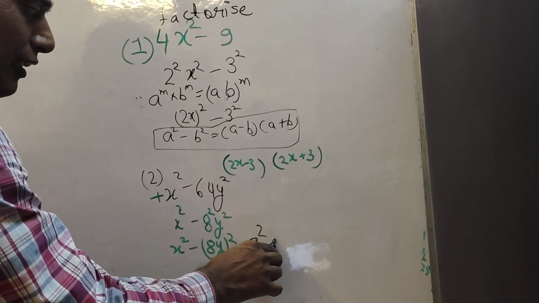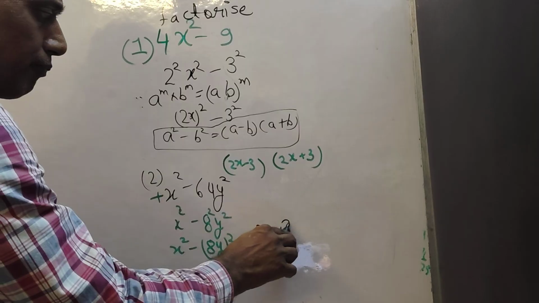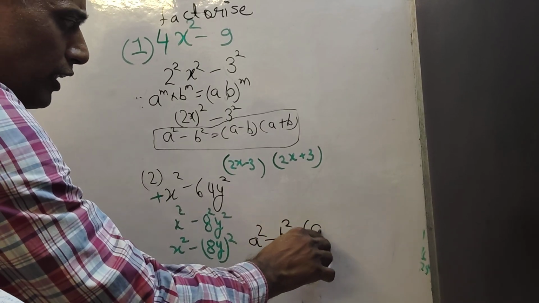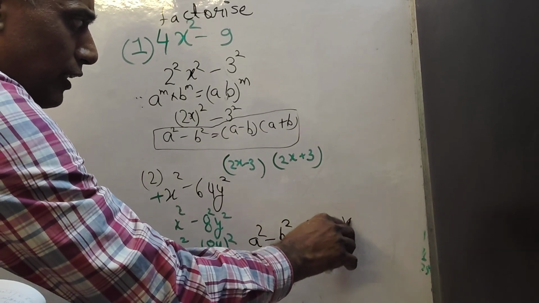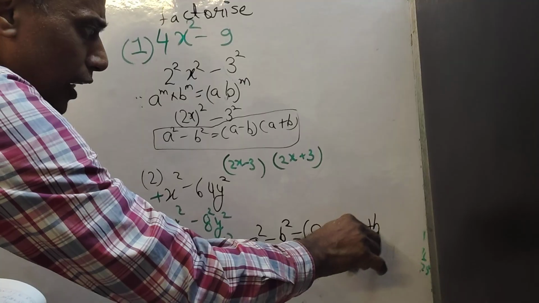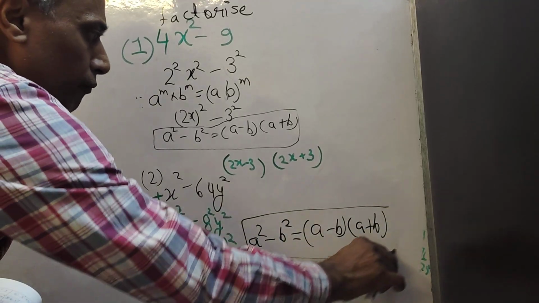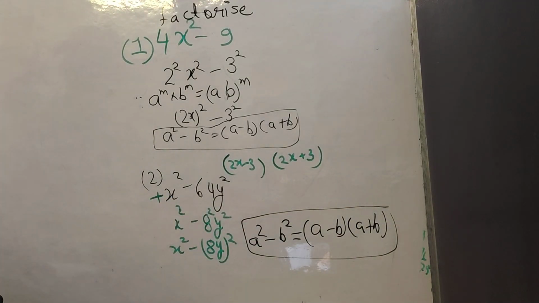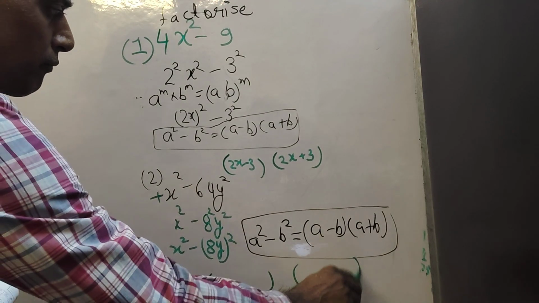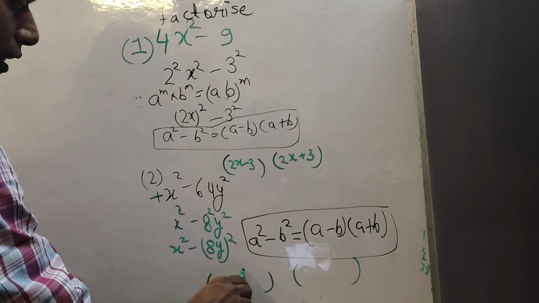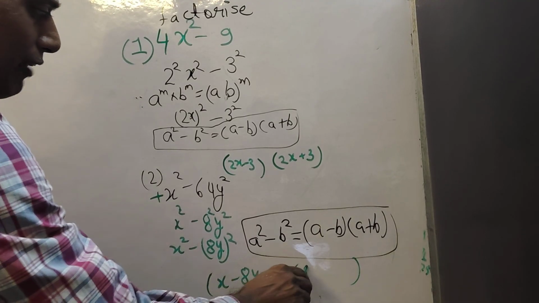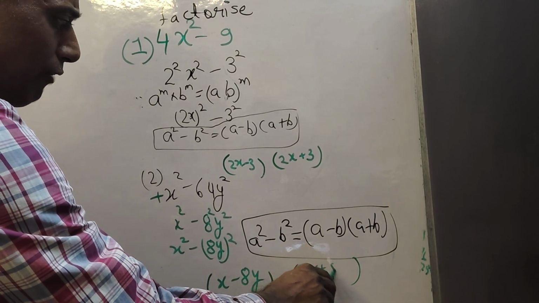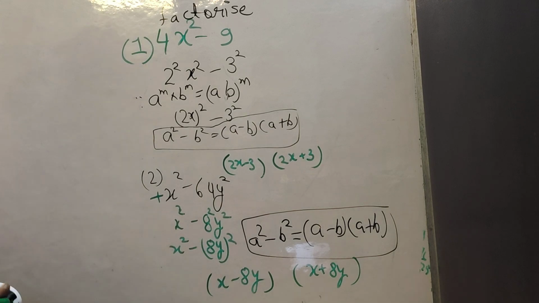Later we will consider more questions related to these 40 questions. So how is it helpful? Now this identity gives us these two numbers in two brackets without the square. So in the first bracket we write x minus 8y, and in the second bracket x plus 8y. This is the answer.